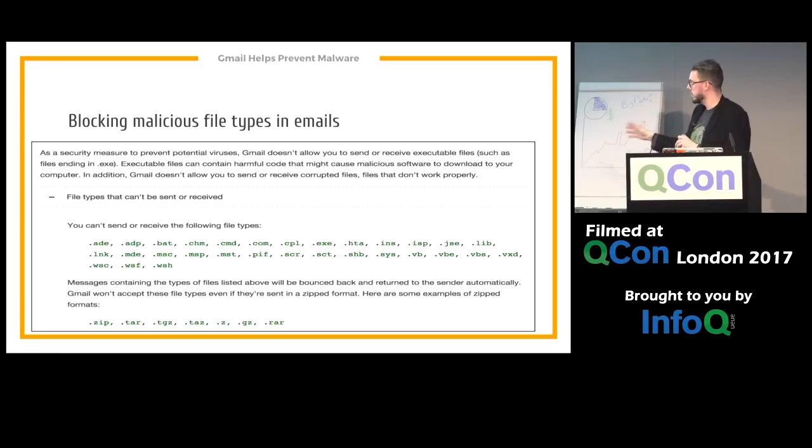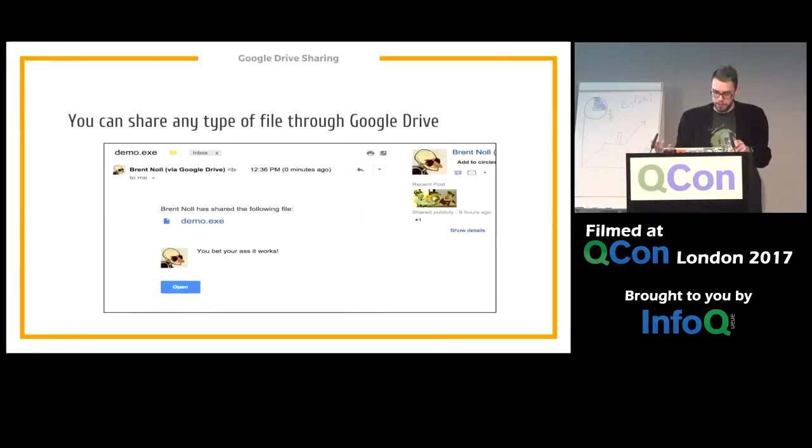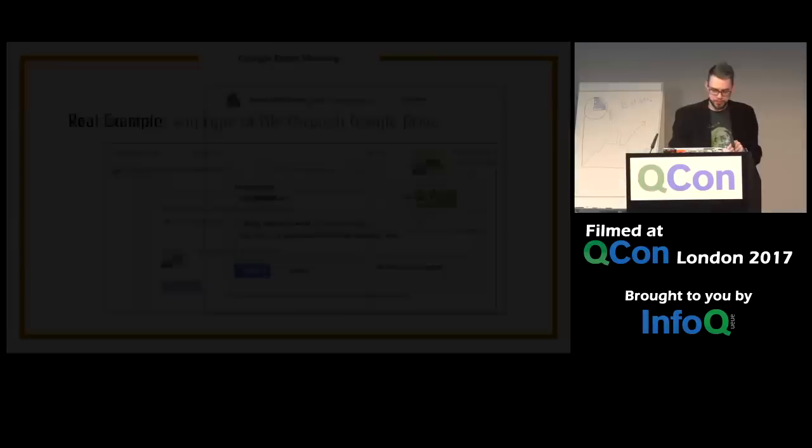Also, if you zip things, it decompresses them and looks for the files inside. So that's not a way to get around it. Pretty good that they do this. We shouldn't be emailing EXEs around. However, you can share any file type you want through Google Drive. So if you upload something and share it directly to the person, they get something like this. Like, hey, look, demo.exe, here you go, please download.